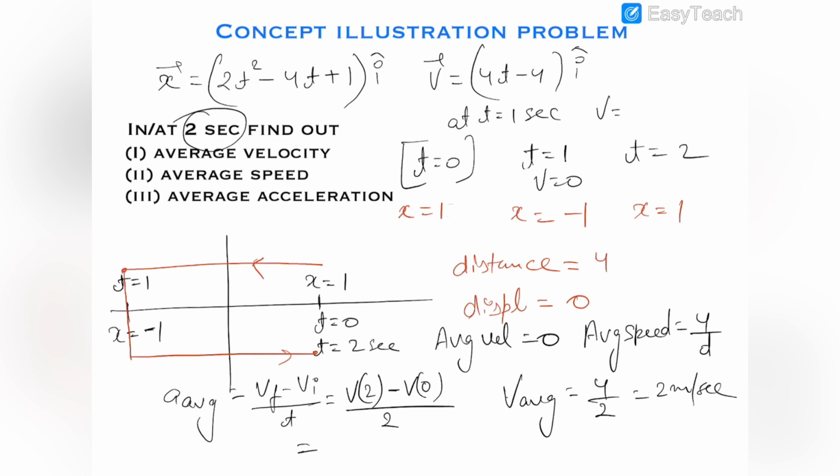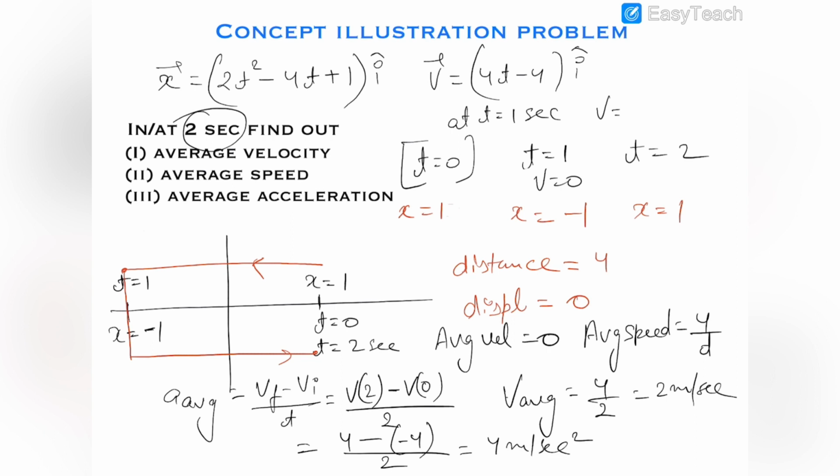So for velocity at 2 seconds, you can substitute the 2 here, and you can see that it is 8 minus 4, which is 4. So velocity at 2 seconds is 4, and velocity at 0 seconds is minus 4. So this is minus 4, and the time is 2. So you can see that the average acceleration will be 8 by 2, which is 4.